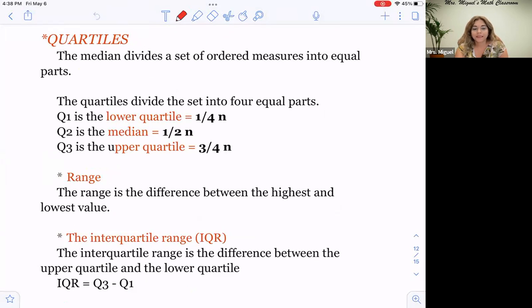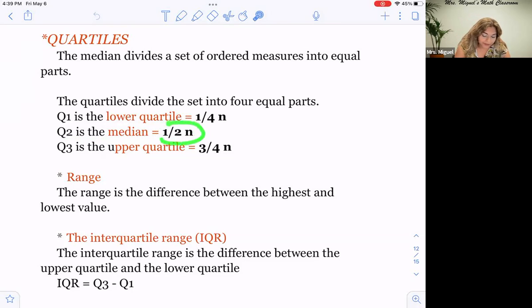So where the median divides a set of ordered measures into equal parts, we have a lower quartile and an upper quartile. I know that you all would have met the quartiles some time ago, but let us recap what the quartiles are. The median is the middle, we know that. The middle of what? The middle of the set of data. So N is the frequency. They may say of 100 students, of 60 students.